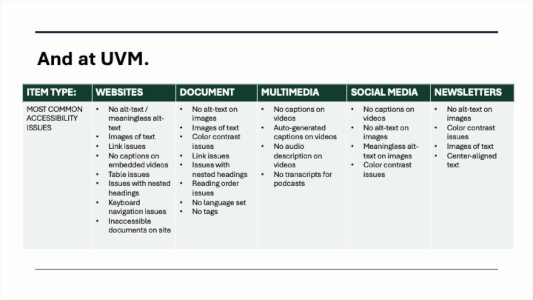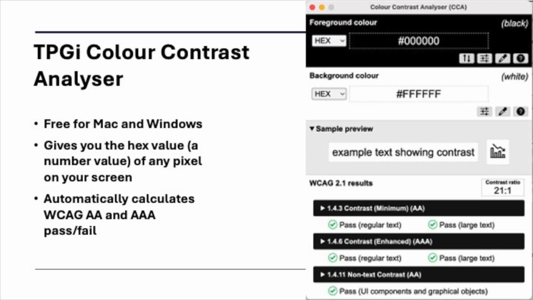Now, how are you going to measure the ratios to know that you're meeting the standards? Again, I promise you that we are not going to do any math in this webinar. The Office of Accessibility Services at the University of Vermont strongly recommends the TPGI Color Contrast Analyzer. Those words, color and analyzer, in its name. Color is spelled with a U, analyzer is spelled with an S because it's an international group. The TPGI Color Contrast Analyzer.